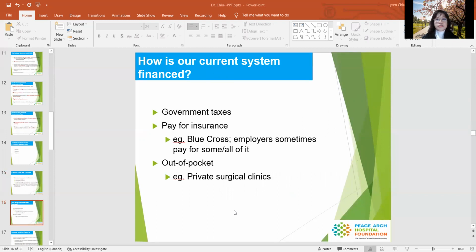And how is our current system financed? Money comes from government taxes, or pay for the insurance, like Blue Cross. Employers sometimes pay for some of it or all of it, and out-of-pocket.